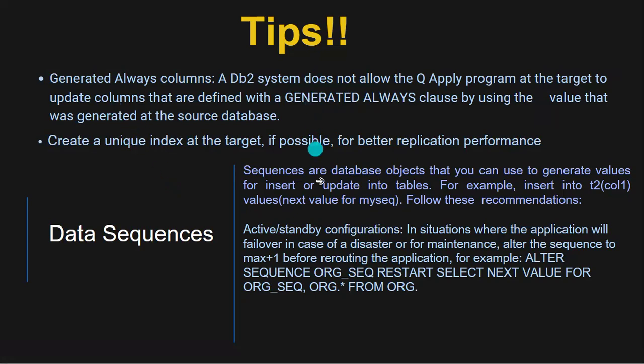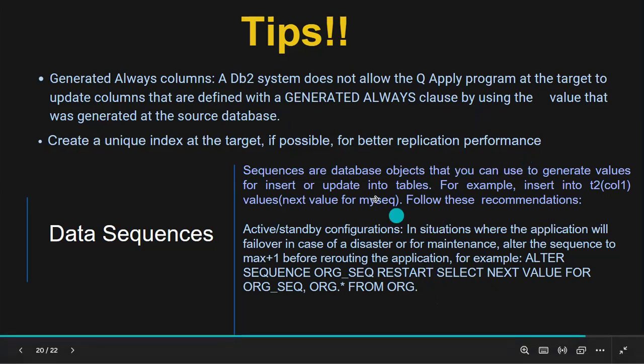So what did we talk about? We talked about the generated always column. What it says is that DB2 does not allow the Q replication program. It is talking about Q Apply, which means it is talking about Q replication, not CDC, because Q Apply does not apply to CDC. So we are not talking about CDC here. We are talking about Q replication, because Q Apply is not for CDC. It is for Q replication. So you can read through that, and create a unique index at the target if possible for better application performance.